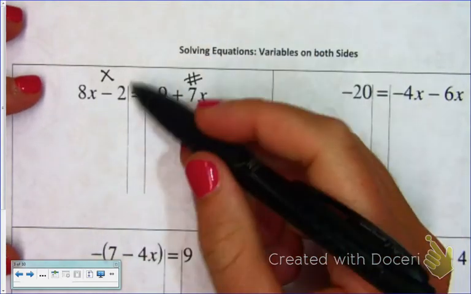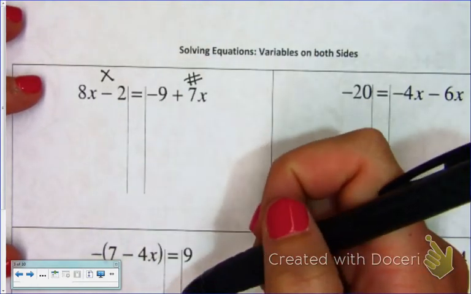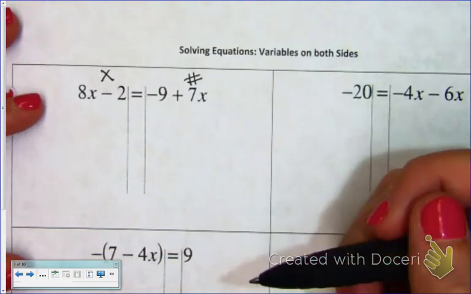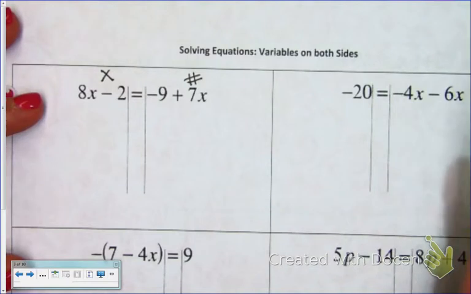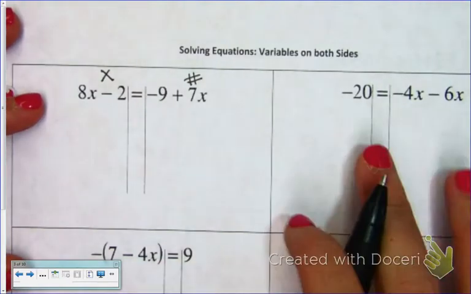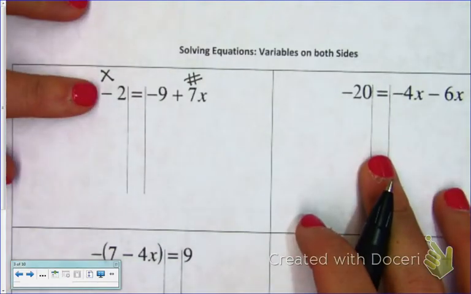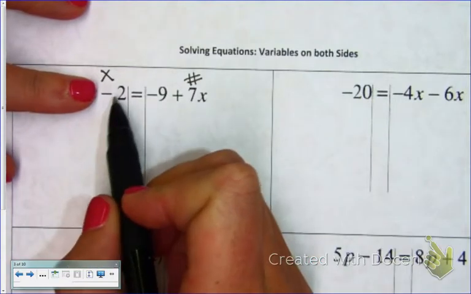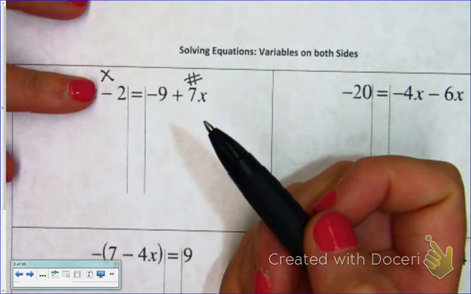Notice I've already drawn your railroad tracks. You must be balanced, so what you do on one side, you have to do to the other side. Alright, so you can start with letters or numbers first. It doesn't matter. I'm going to start with numbers first. So I want to keep my 8x here, and I want to get rid of this 2. Now when we get rid of something, we take it to 0.